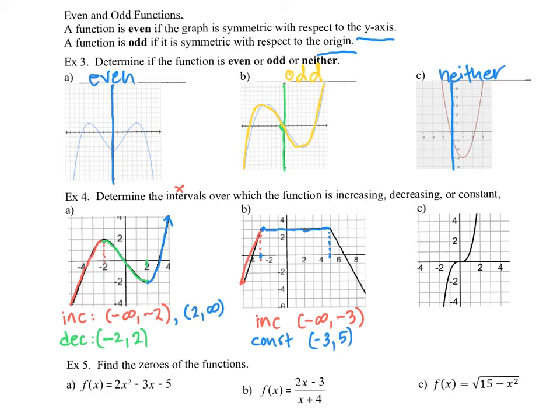Then from x is 5, the graph starts decreasing its y values. So it's decreasing from 5 to infinity.